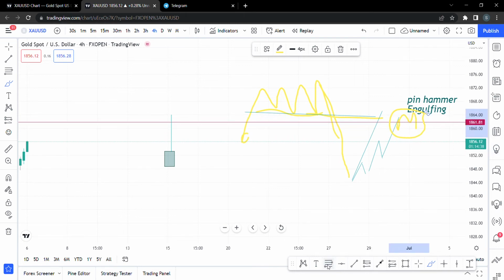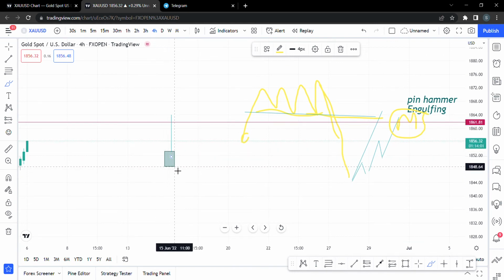Now I prefer the M formation on the lower time frame, and the pin hammer or the engulfing on the higher time frame. Say this structure is forming on the 15-minute time frame on gold. I would like to see the M formation on the 5 minutes. If the structure is on the 5 minutes, I would like to see the M formation on the 1 minute. If the structure is on the 30 minutes, I would like to see the M formation on the 15 minutes, right? And on the higher time frame, I want to see the pin hammer or the engulfing.